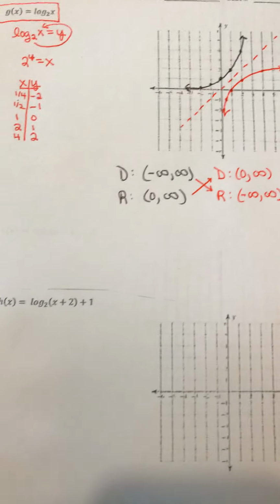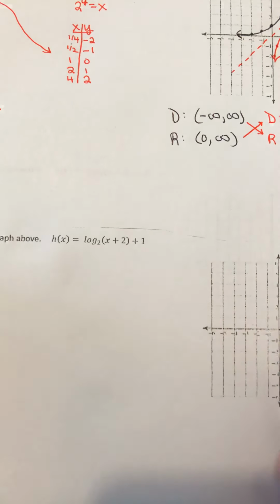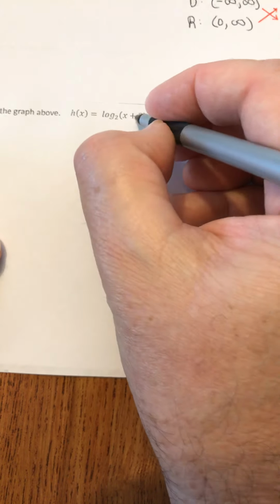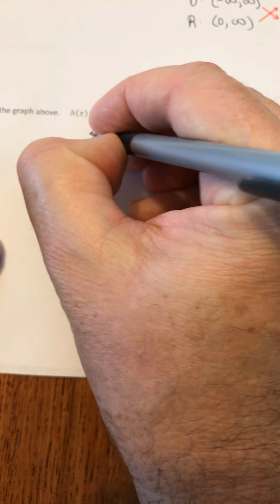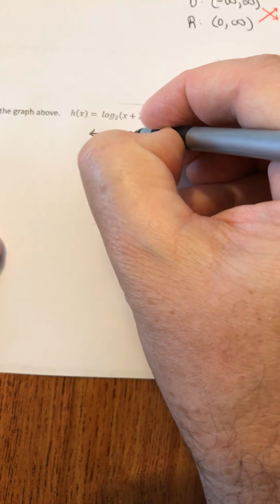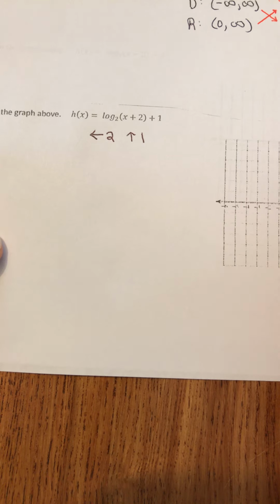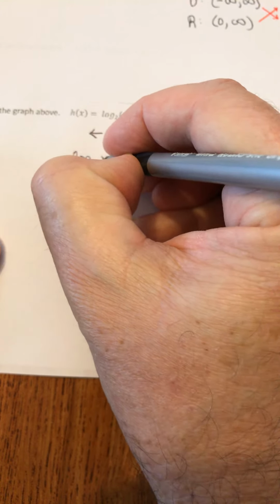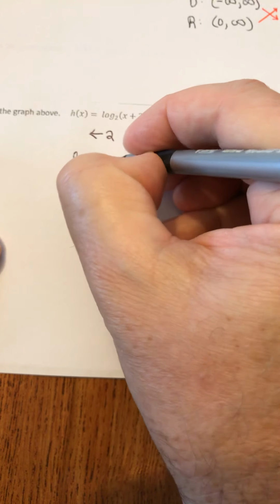So how do we do one of these now with a transformation? Well, the transformations are exactly the same as they've always been. This plus 2 means I'm going to shift the graph 2 units to the left, and the plus 1 means I'm going to shift it up 1. Now all I need to take a look at is log base 2 of x, and I'm going to replace the h of x with a y.